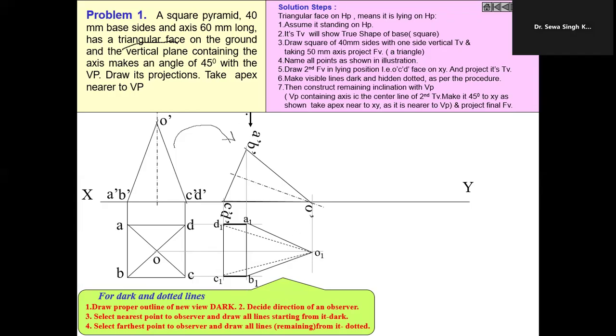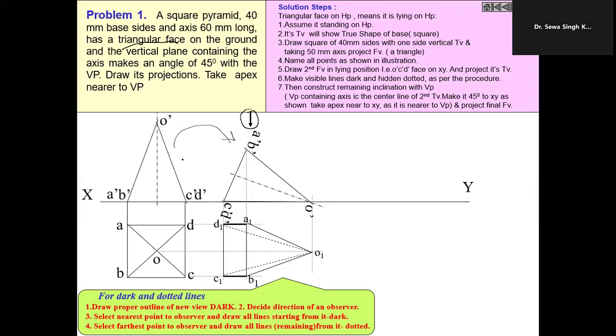Then we decided the direction of the observer. While observing the top view, we will see from this direction. In this case, A and B are the nearest points. So the line A1 with B1 will be a dark line. We come across CD, where D is the farthest point. So the lines emerging from CD, which are DO and CO, will be dotted lines.